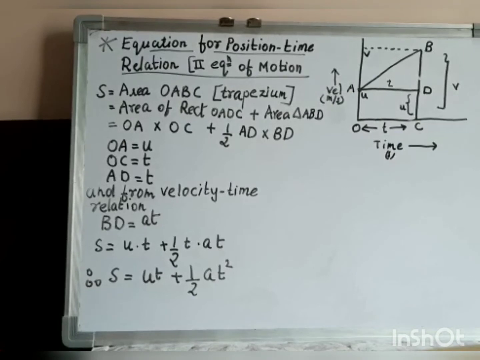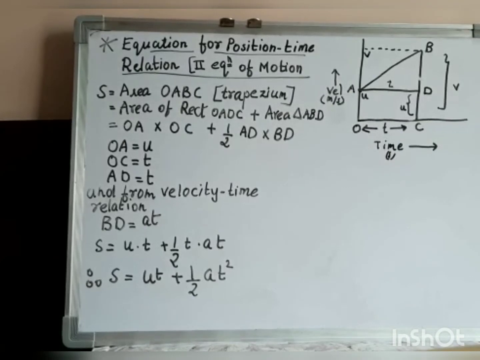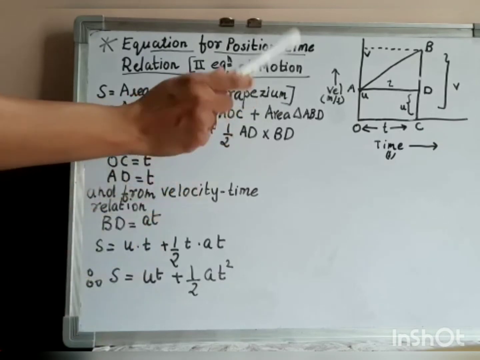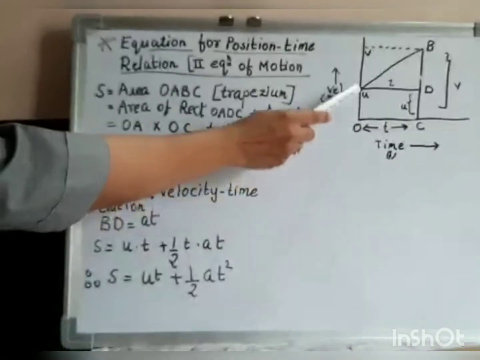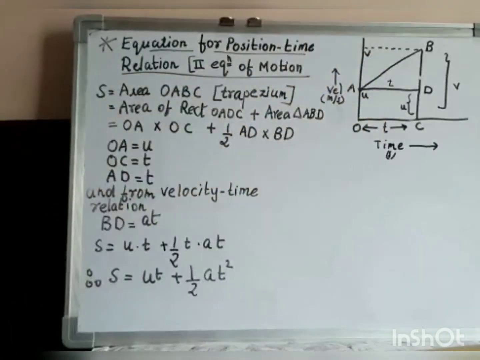Now we will do the second equation of motion, that is the equation for the position-time relation. Now in this, from the graph you can see the object has traveled from A to B with initial velocity OA and final velocity BC.